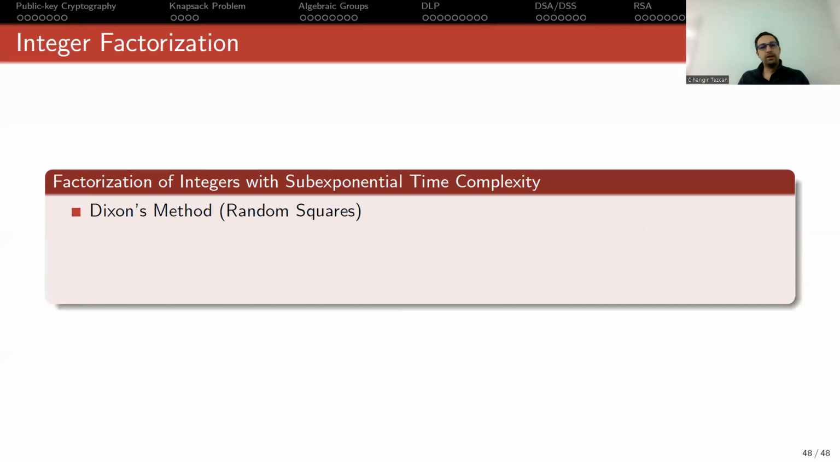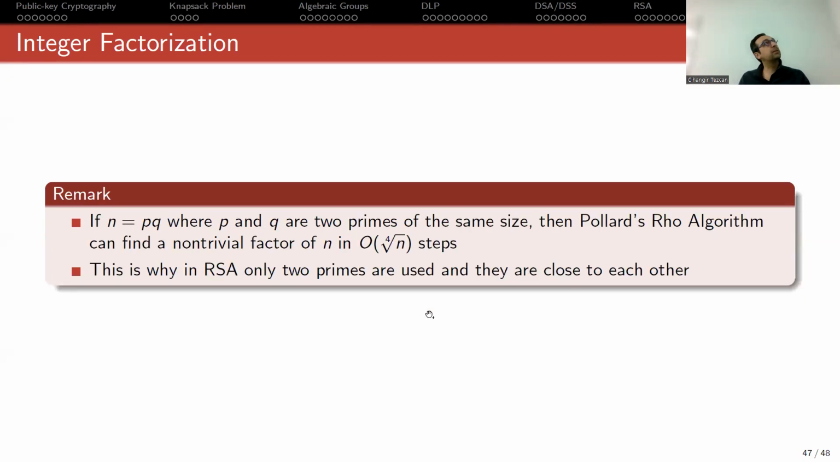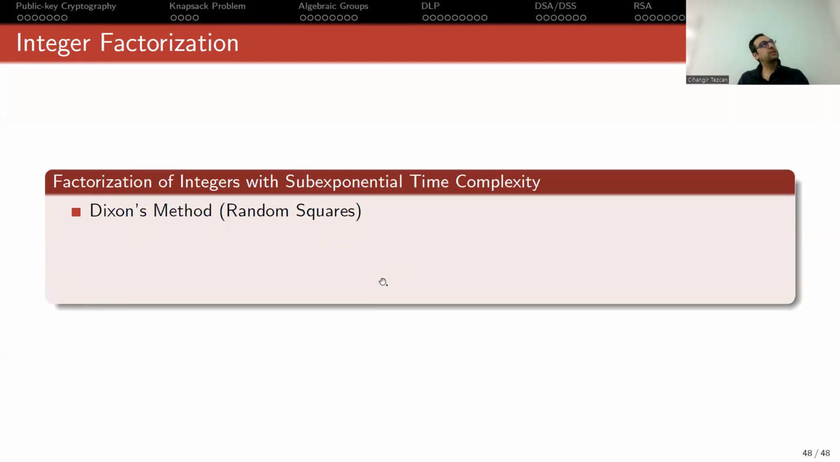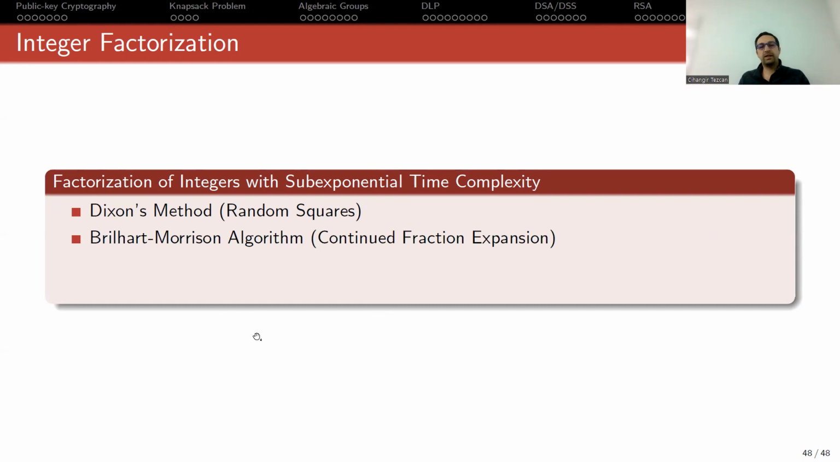Okay, so do we have something better? This is still an exponential time algorithm. Actually, we have sub-exponential time algorithms to solve the factorization problem, like Dixon's method and the Morrison-Brillhart algorithm. The first one uses random squares, the second one uses continued fraction expansion. The third algorithm is the quadratic sieve method. And finally, we have the number field sieve method, which is the fastest compared to the others.